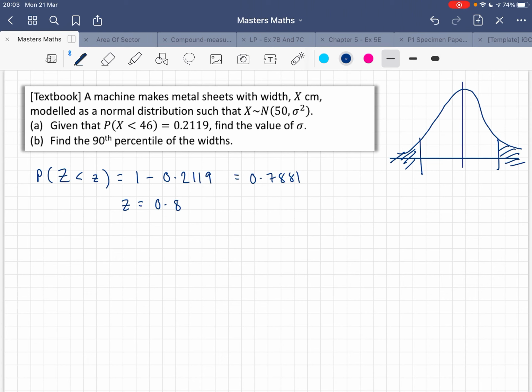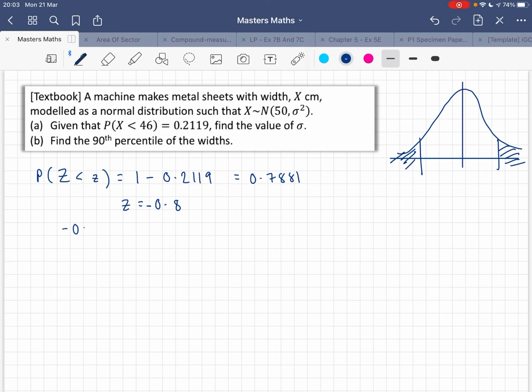However, we were in the negative part of the graph, of the distribution. So my z is negative 0.8. Don't forget to make sure you've got the correct sign, whether it's positive or negative. So my little z is negative 0.8. And again, I need to put it into the code and reverse the code in order to find my standard deviation.